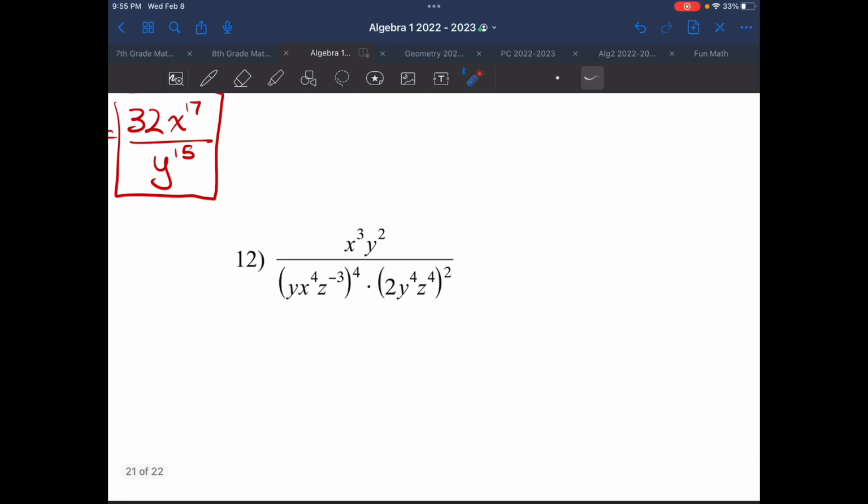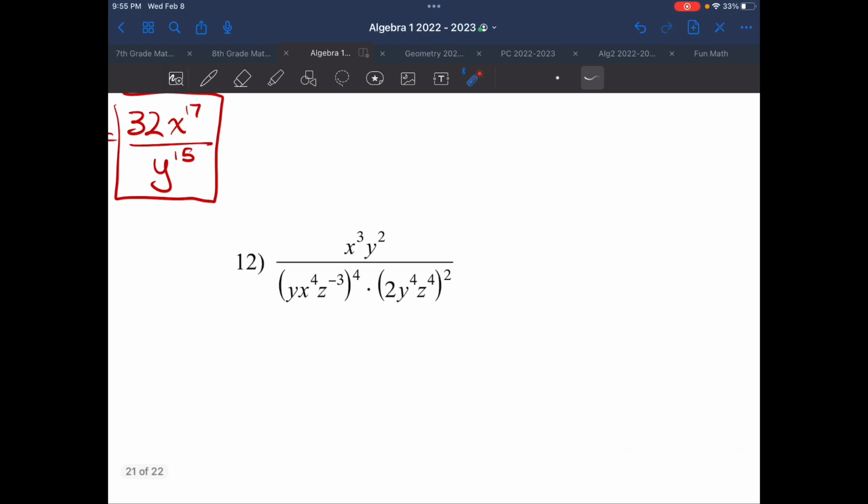All right, in number 12, I see a lot of parentheses in the denominator. Let's go ahead and distribute this 4 into all 3 of these bases and do the same thing with the 2 to all 3 of these bases.